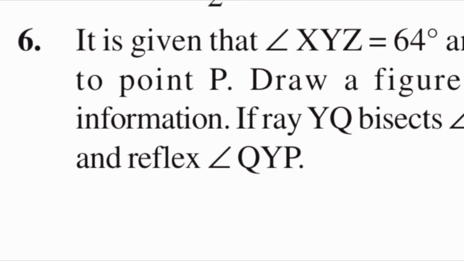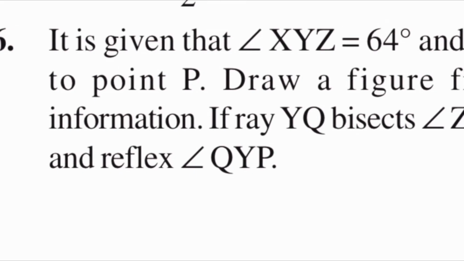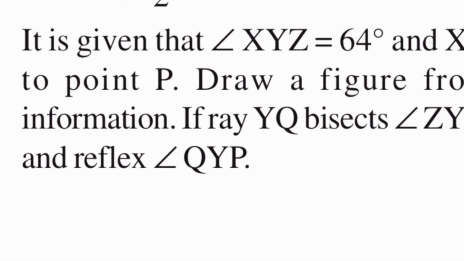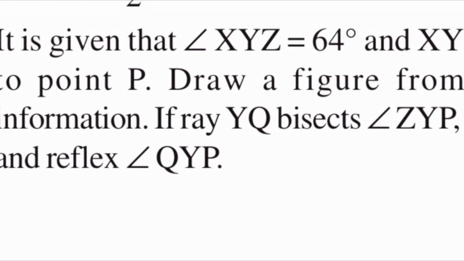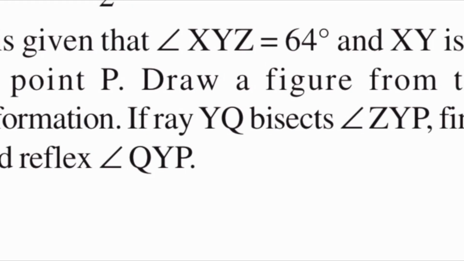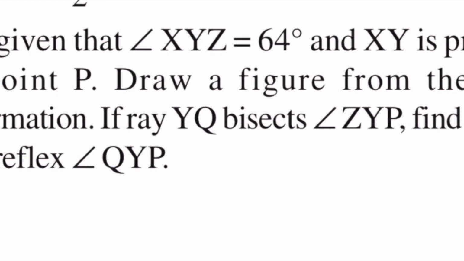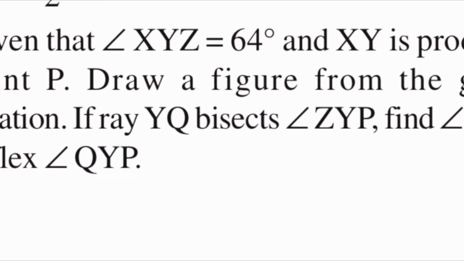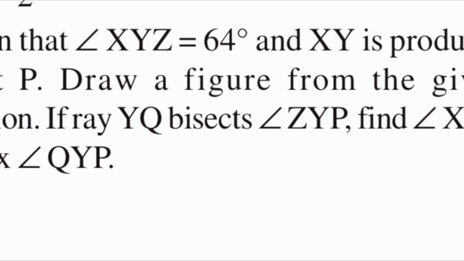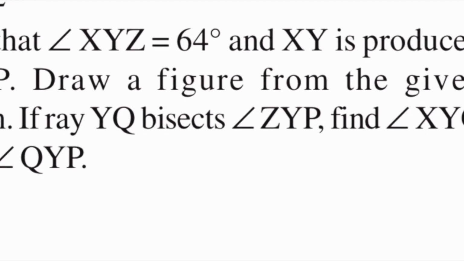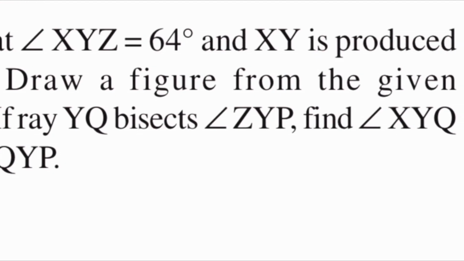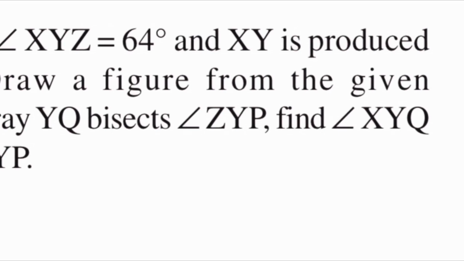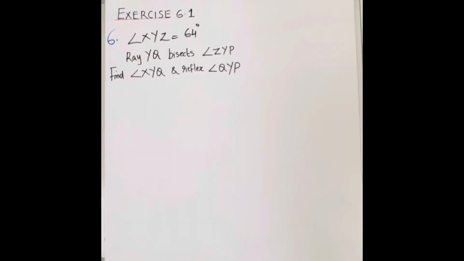Now let's solve question number 6. Let's read the question first. It's given that angle XYZ is equal to 64 degrees and XY is produced to point P. Draw a figure from the given information. If ray YQ bisects angle ZYP, find angle XYQ and reflex angle QYP. In this question, the figure is not given. We have to draw the figure from the given information. Let's draw the figure first.